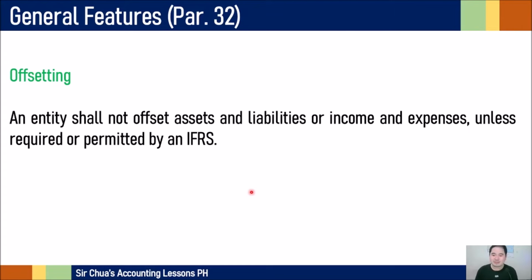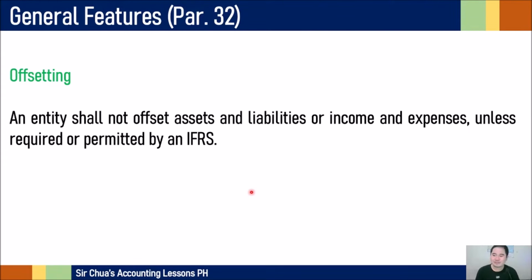Okay? Bawal ka rin po mag-offset ng assets versus liabilities, lalo na yung mga related. For example, kung may deferred tax asset ka, report mo. Pero kung may deferred tax liability ka, report mo din. Basta ganon siya. Okay? Bawal kang mag-offset. Pero, kung permitted siya ng ibang IFRS, kung permitted siya ng ibang standard, edi go offset mo kung pwede. Kung sinabi sa standard na pwede ka mag-offset, i-offset mo.